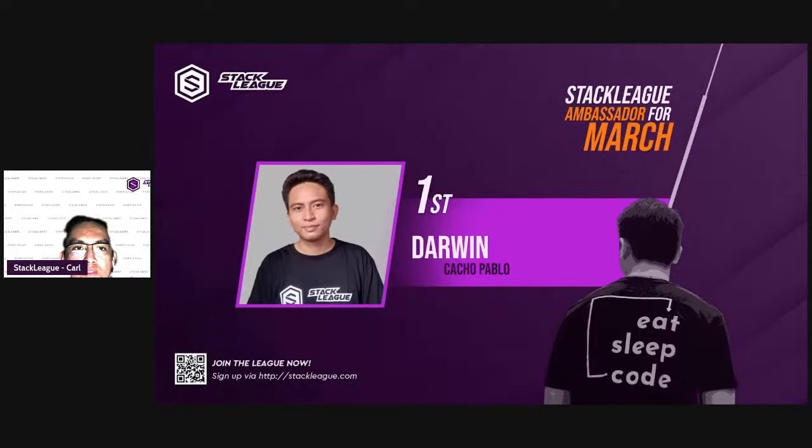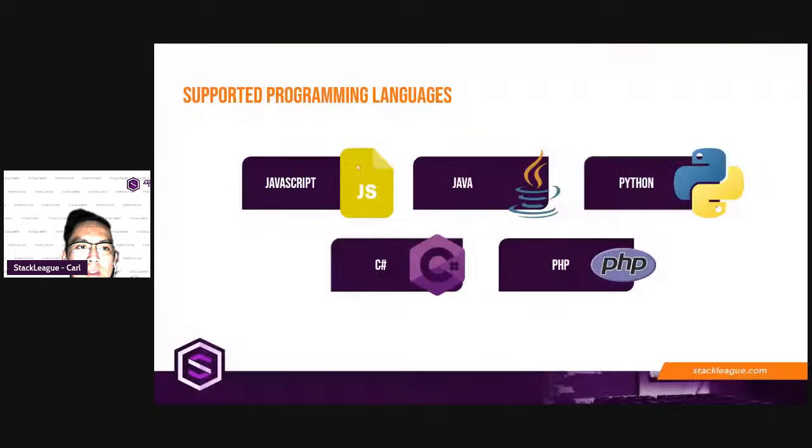Congratulations to Darren Pablo for being the StackLeague Ambassador for March, winning the 3,000 pesos cash prize and the StackLeague t-shirt. If you want to be the next StackLeague Ambassador and win the cash prize and t-shirt, the program is now open for April. You can find the full mechanics on our website at bit.ly/StackLeagueAmbassador2022.